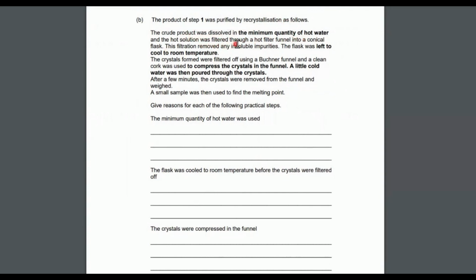The crude product was dissolved in the minimum quantity of hot water. They put that in dark black. That means it's really important and part of the answer to the question. The flask was left to cool to room temperature, again in bold or dark black. And then it says the crystals formed were filtered with a Buchner funnel, and a clean cork was used to compress the crystals in a funnel. So again, and a little cold water was poured. Those bits in the bold black are really important and are keys to answering this type of question.